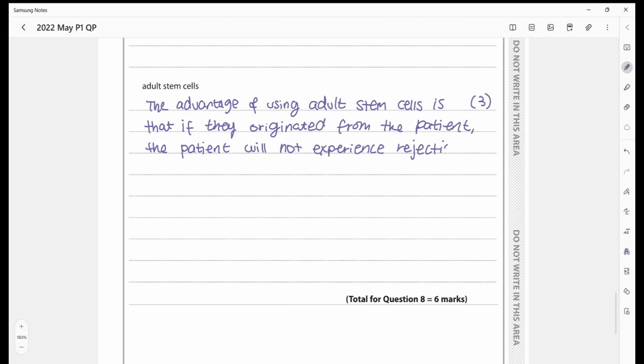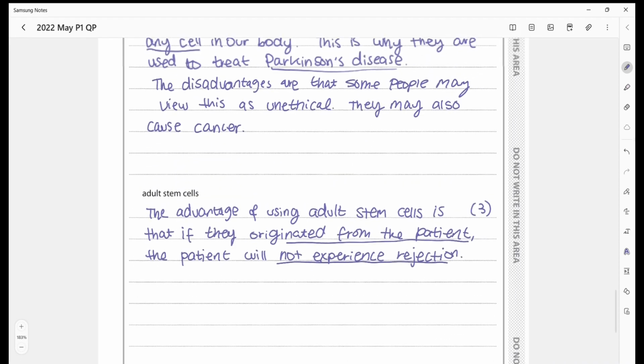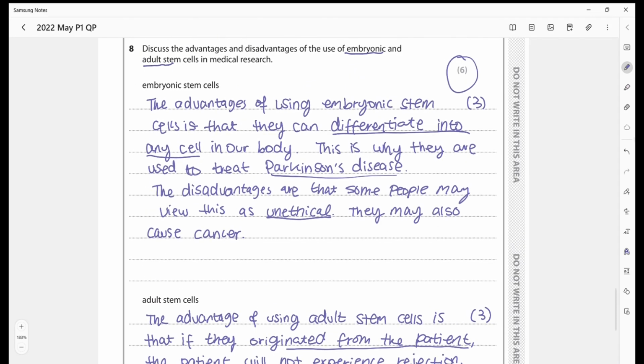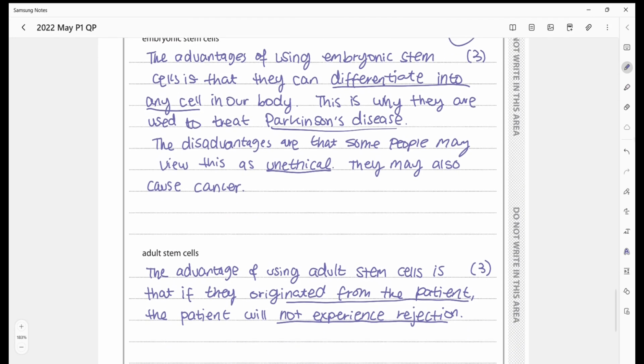Rejection is when the immune system sees something as foreign and rejects it. So usually it could be organ donation or stem cell transplantation. Okay, so this is one mark, and where's the other mark here? Oh, originated from the patient or taken from the patient. Sorry, I should underline this one as well. This is another mark. So that's 1, 2, 3 marks there.